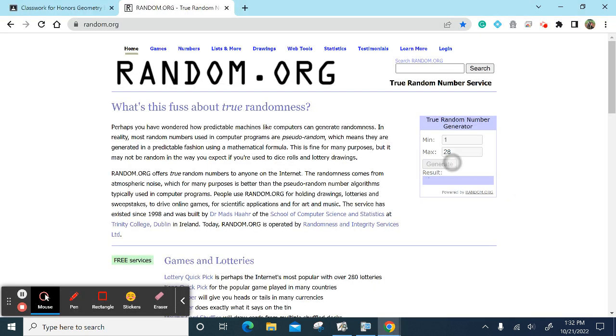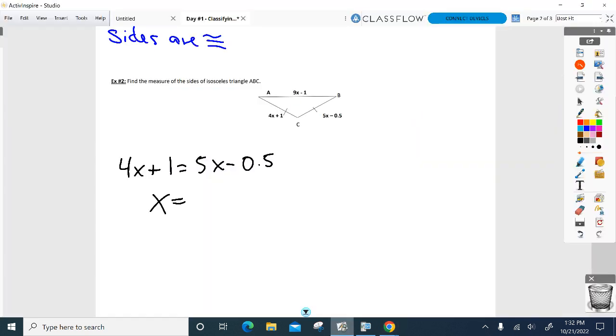When you have it, let me know what's the value of x. 9, when you're ready. 1.5. And some of us have to break this habit. Finding x doesn't mean I just move on to the next problem. Read the darn question. Find the lengths of all sides of this triangle. So take your 1.5, plug it back in, find AC, BC, and AB.